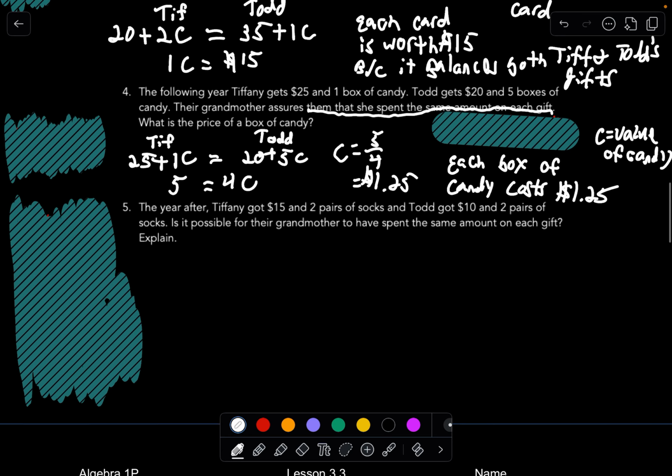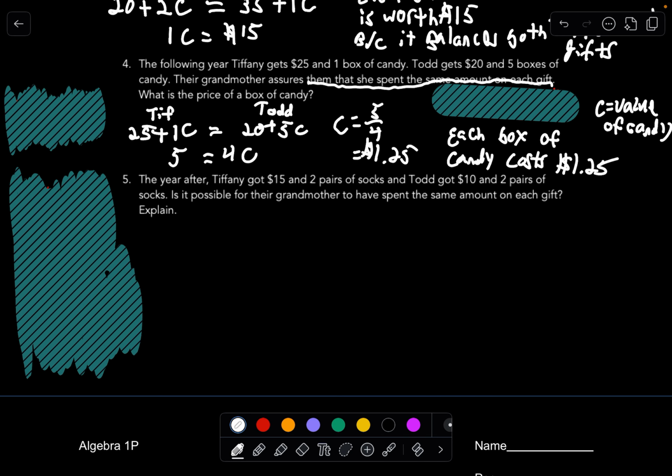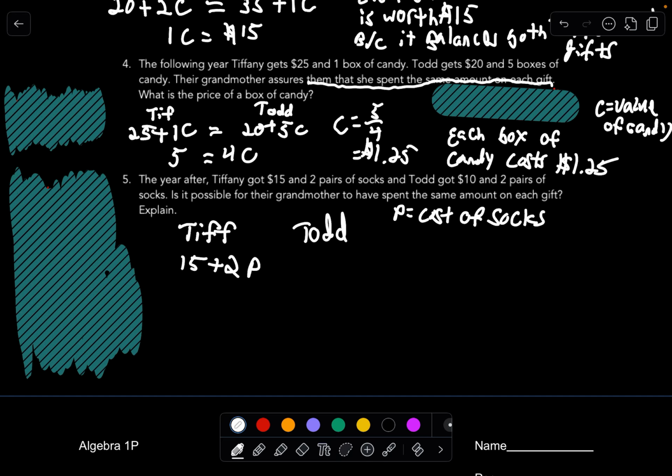Okay. The year after, Tiffany got $15 and 2 pairs of socks. Okay, so again, it's the same setup. Tiff had $15 plus 2P for pairs of socks. So P equals cost or price of socks. Okay. And then Todd gets $10. Oops, I said 18. Wrong. $10 plus 2 pairs of socks.